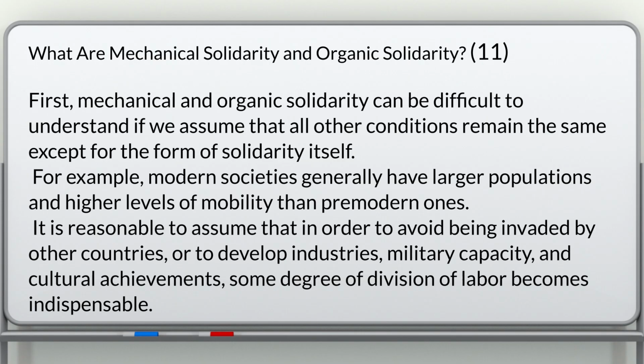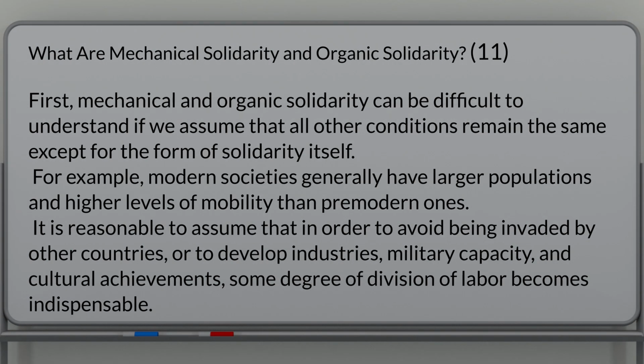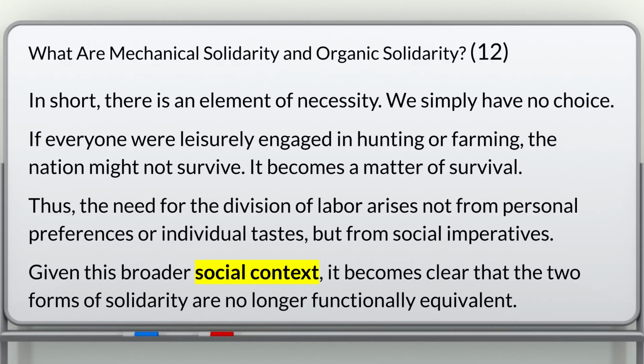For example, modern societies generally have larger populations and higher levels of mobility than pre-modern ones. It is reasonable to assume that in order to avoid being invaded by other countries, or to develop industries, military capacity, and cultural achievements, some degree of division of labor becomes indispensable. In short, there is an element of necessity. We simply have no choice.